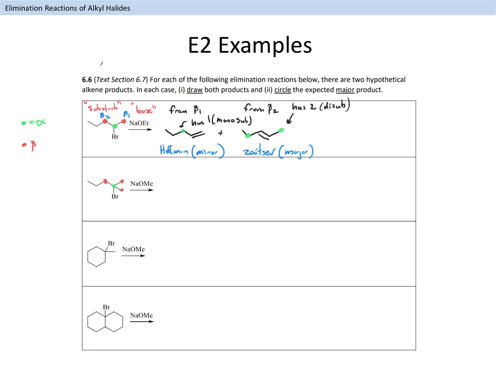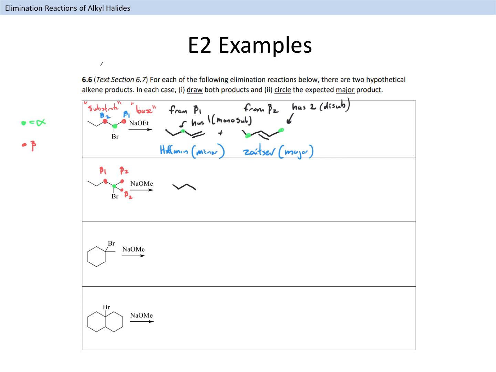One beta carbon, beta 1, is part of the main carbon chain, while the other beta carbon, beta 2, are the methyl groups. For the purposes of product formation, we only need to consider one of the beta 2 carbons, because they are chemically equivalent in this reaction.